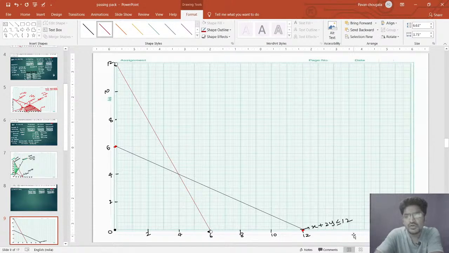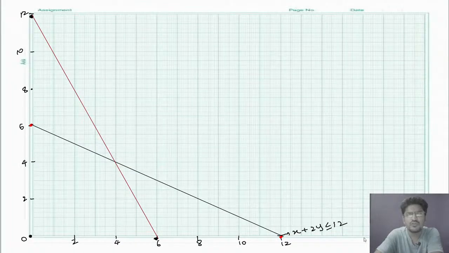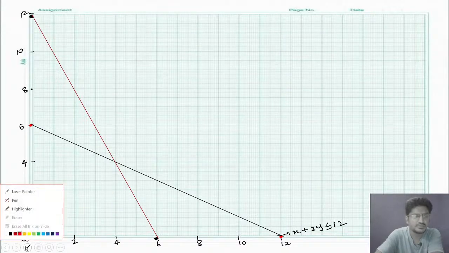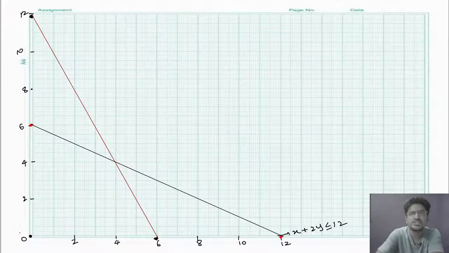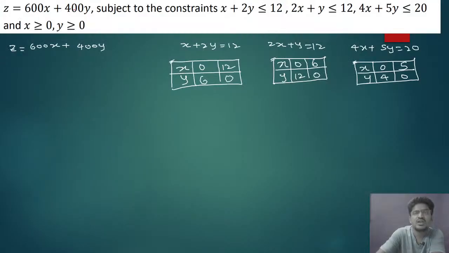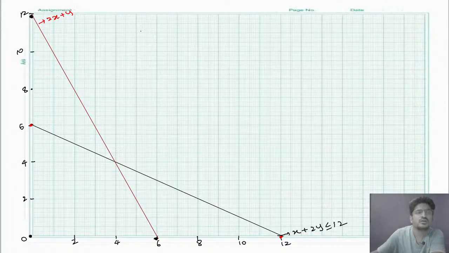So now again you can go for the third line. Write the equation of the line. So here the equation of the line is 2x plus y lesser than or equal to 12. Write the equation 2x plus y lesser than or equal to 12.